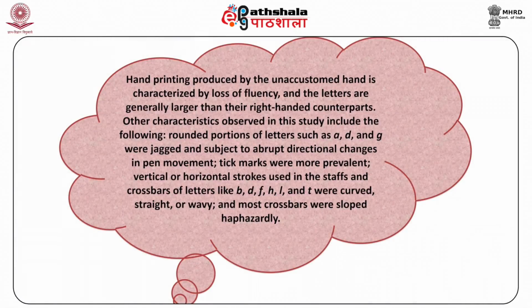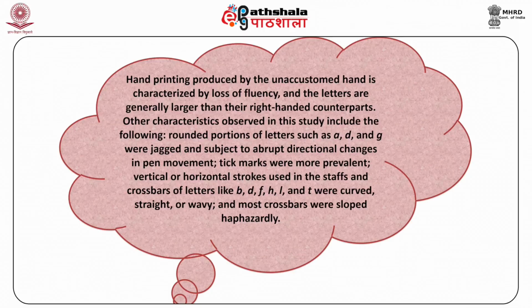This method usually affects the skill of the writing, thereby creating a drastic difference in the pictorial appearance of the letter. Dawson's study confirmed the past research regarding the use of a custom hand as a method of disguise. His study comprised 20 participants who were instructed to write the letter London once with the right hand and once with the left hand. Handprinting produced by a custom hand, sometimes referred to as offhand writing, is characterized by loss of fluency, and the letters are generally larger than their right-hand counterparts.